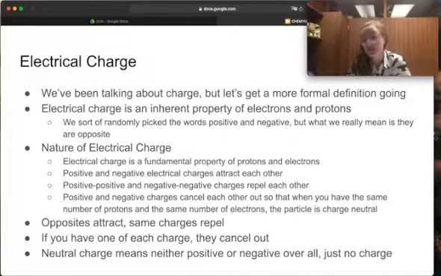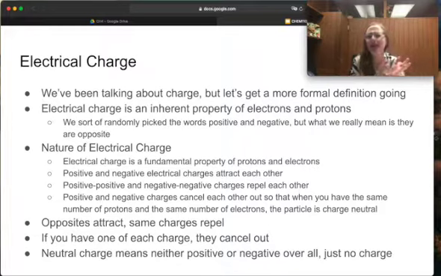So, as we're talking about electrical charge, just a little bit more here, let's get a formal definition going. An electrical charge is an inherent property of electrons and protons. It's something that's there. We know it exists. We know how it works. It's just a part of an atom, or in this case, a subatomic particle. So it's just a property whether something is positively charged or negatively charged. That's it.